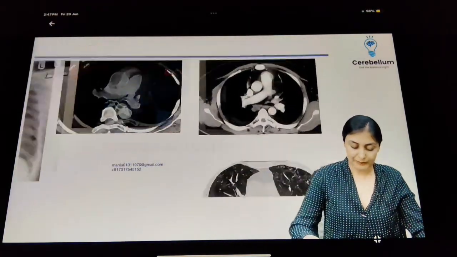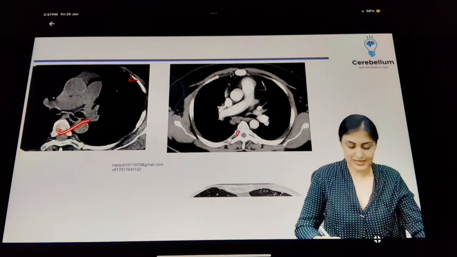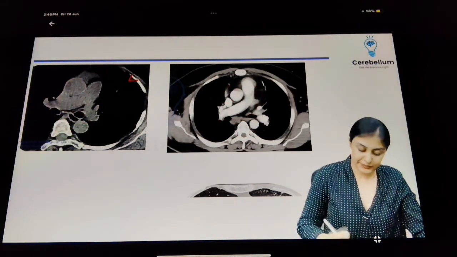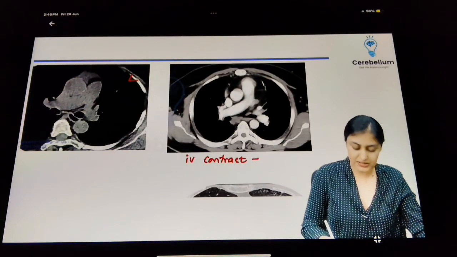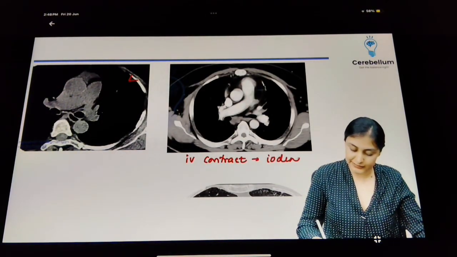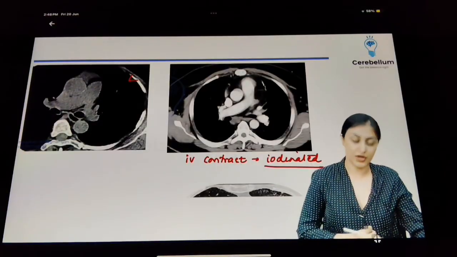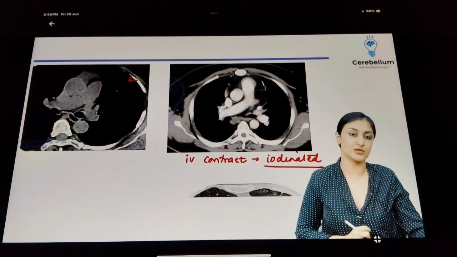Now, another point you want to remember is the difference between these two images. Both are CT scans. What is the difference? The difference is these vessels. The vessels here are appearing white. Why are they appearing white? Because I have injected IV contrast. The contrast media I use in a CT scan is iodinated contrast media. So I've injected iodinated contrast through an intravenous cannula, and that is why all of the vessels where the contrast will go are going to appear white.